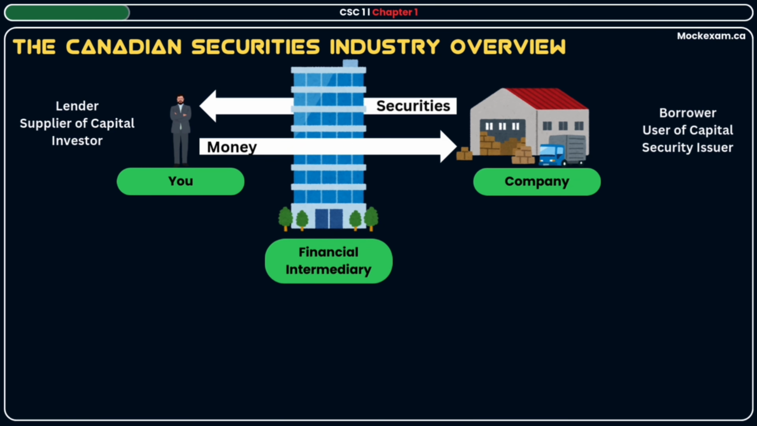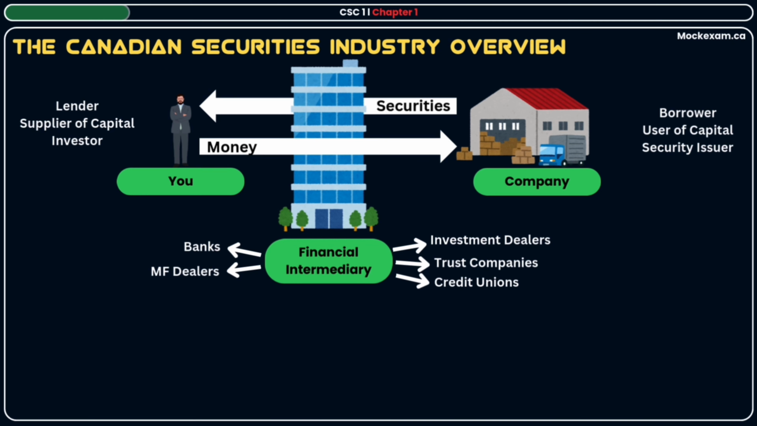There are different types of financial intermediaries. Like what? Like investment dealers, or so-called brokers, mutual fund dealers, banks, credit unions, trust companies, and so on. Now, this was an overview of financial intermediaries, and we will definitely dive deeper into every element and factor that I've mentioned in this slide. But there are three main questions regarding this transaction and scenario.